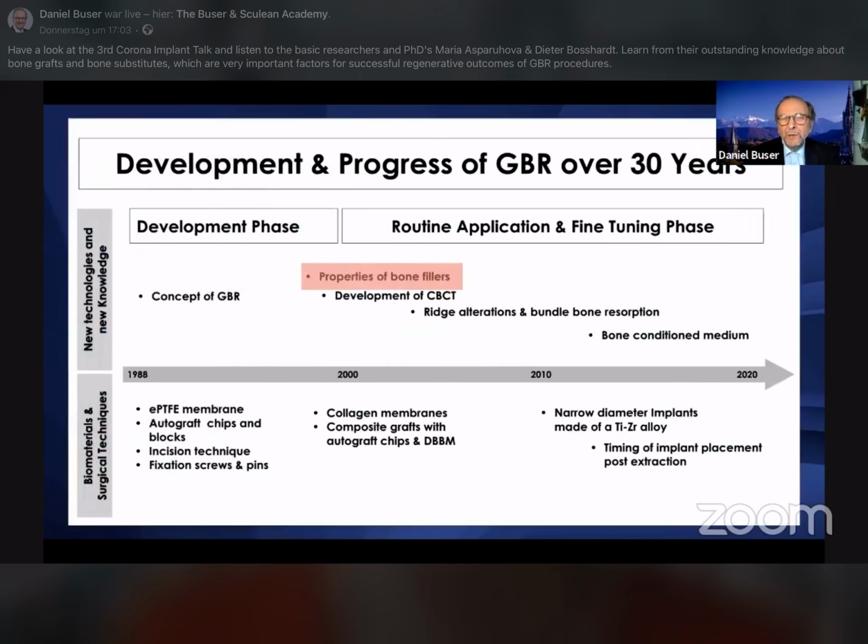Now, today we're going to talk about one of the aspects very important for successful GBR, and that is the utilization of what we could call the bone fillers. That includes the grafts and the substitutes. And you see that the examination of these properties started in the mid-1990s, a long time ago, 25 years ago.